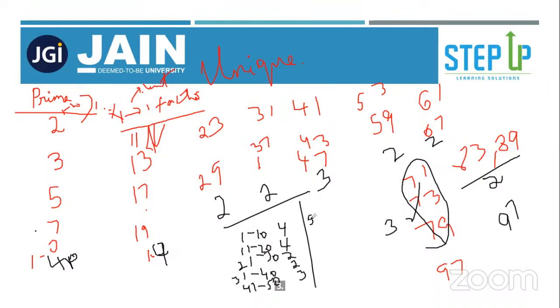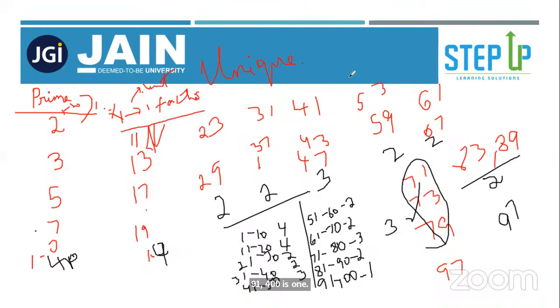Next, 51 to 60, 2. 61 to 70, 3, then 2, 2, 3, 2, 1. 81 to 90 is 2. 91 to 100 is 1. Just ensure you read all the prime numbers now.